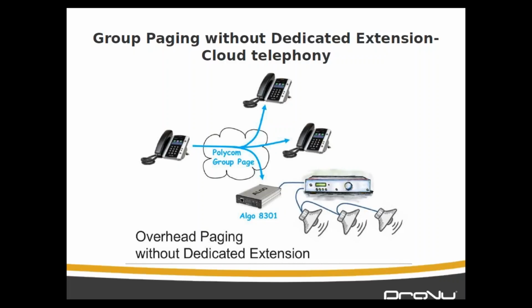So these are the two scenarios we've discussed. You can have one extension connected to a master system, and then use the master to multicast to other Algos. Or, if you're using Polycom phones and you have a Polycom group page setup, then you don't even need an extension. All you do is make it part of the group extension, and then you can page or stream through it.